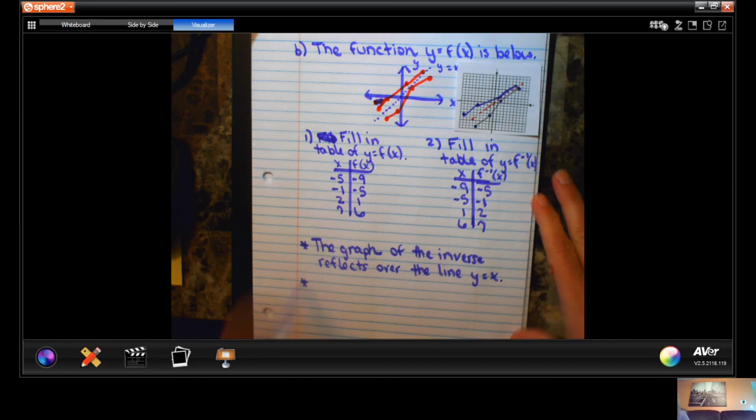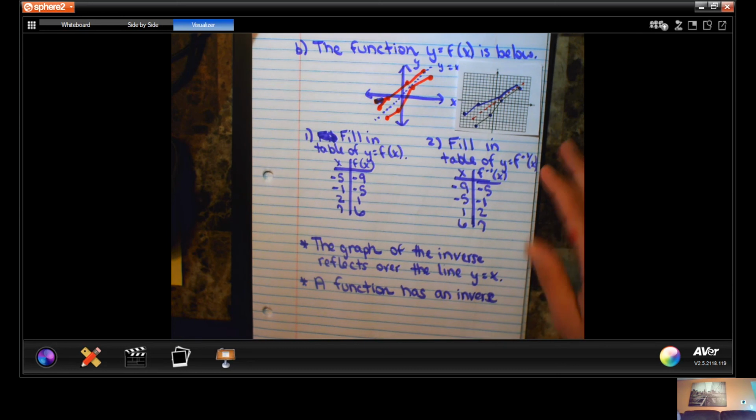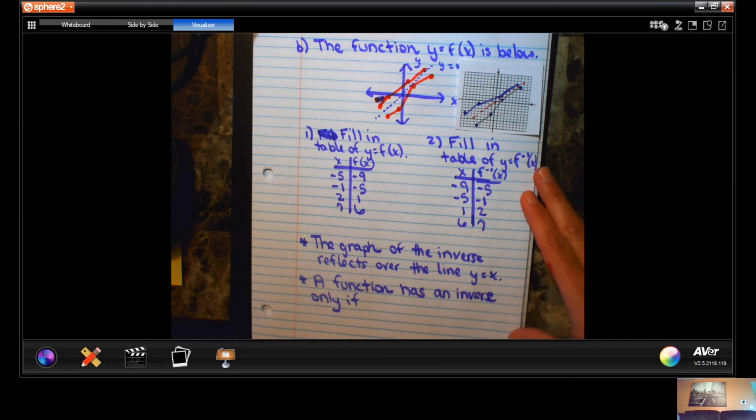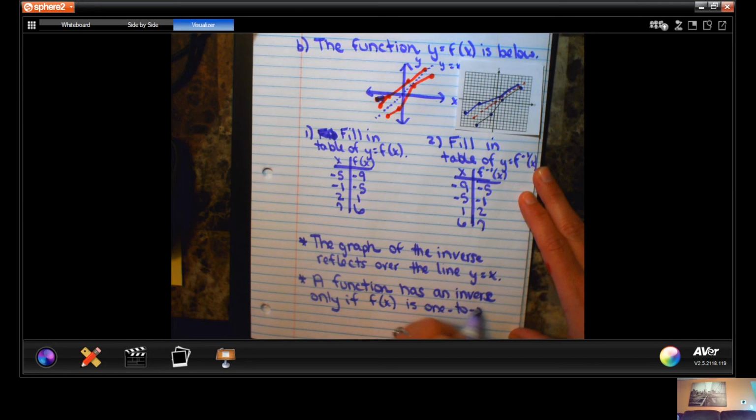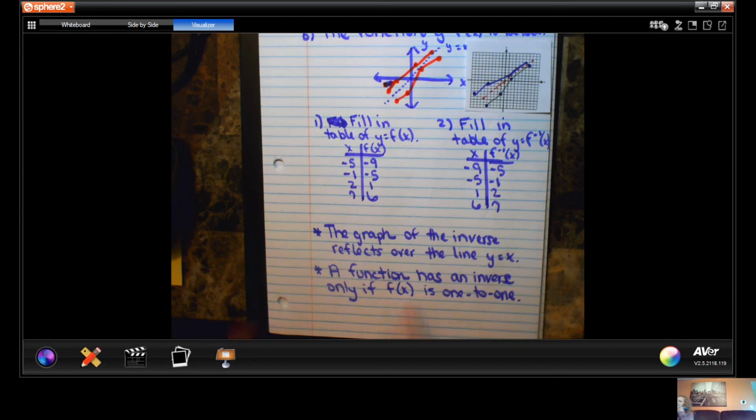Last thing I want to bring up, and then we're done. A function has an inverse only if f of x is 1 to 1. We have not learned that before, but I want to mention what that is. A function has an inverse. There are sometimes functions that do not have inverses.